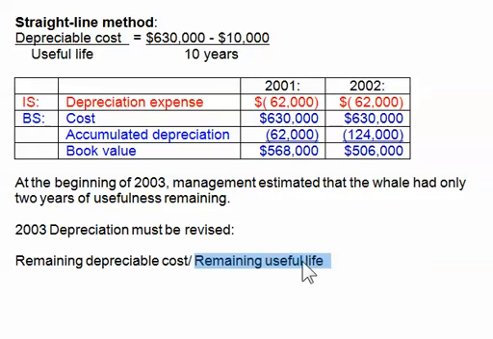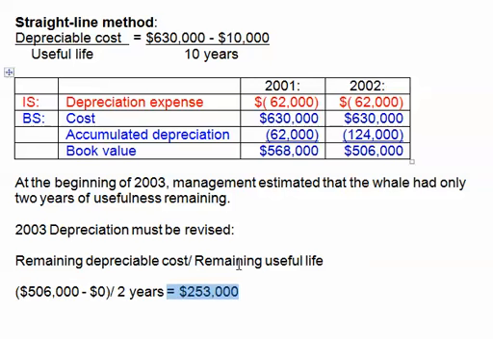You don't do 4 years, you use what years are left. So if you look at it, the calculation would be the 506, the book value, divided by the remaining 2 years, so you get 253,000. So you're going to expense 253,000 in 2003 and then another 253,000, and by doing that the net book value will be 0 for the whale, and then the whale would be removed from service. So that's the revision of an estimate.